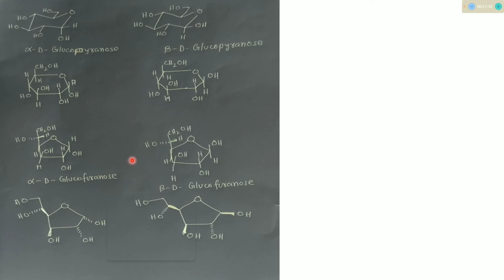Among the other options, there is no way to form a bisketal. This alpha-D-glucofuranose forms a monoketal, this beta-D-glucofuranose forms a monoketal, and beta-D-glucopyranose cannot react with acetone because there is no 1,2-diol in cis manner.